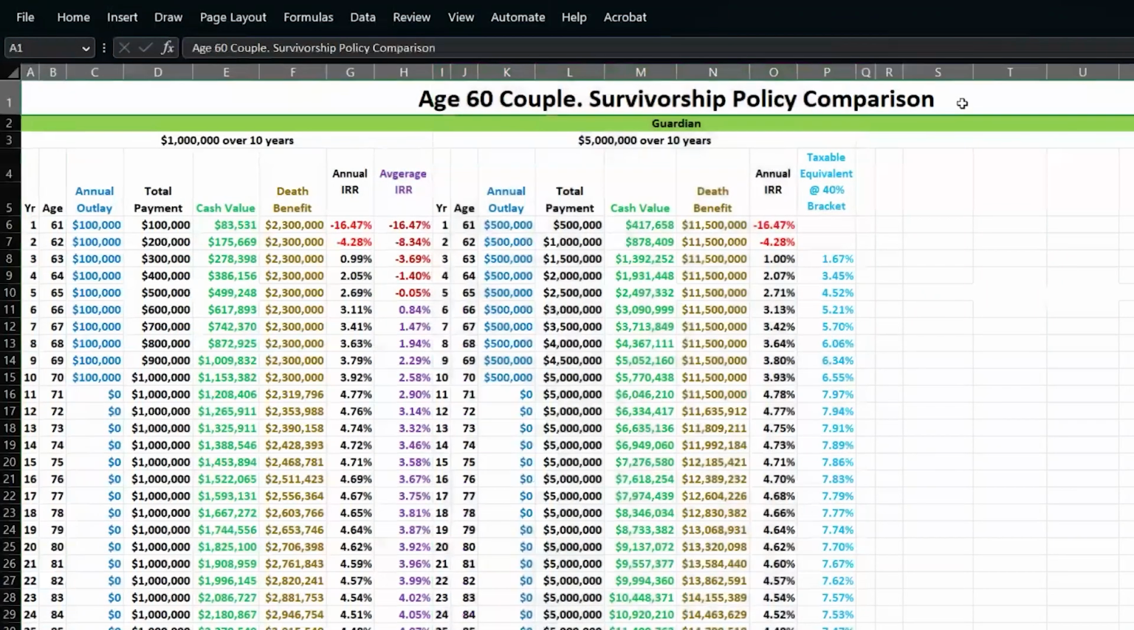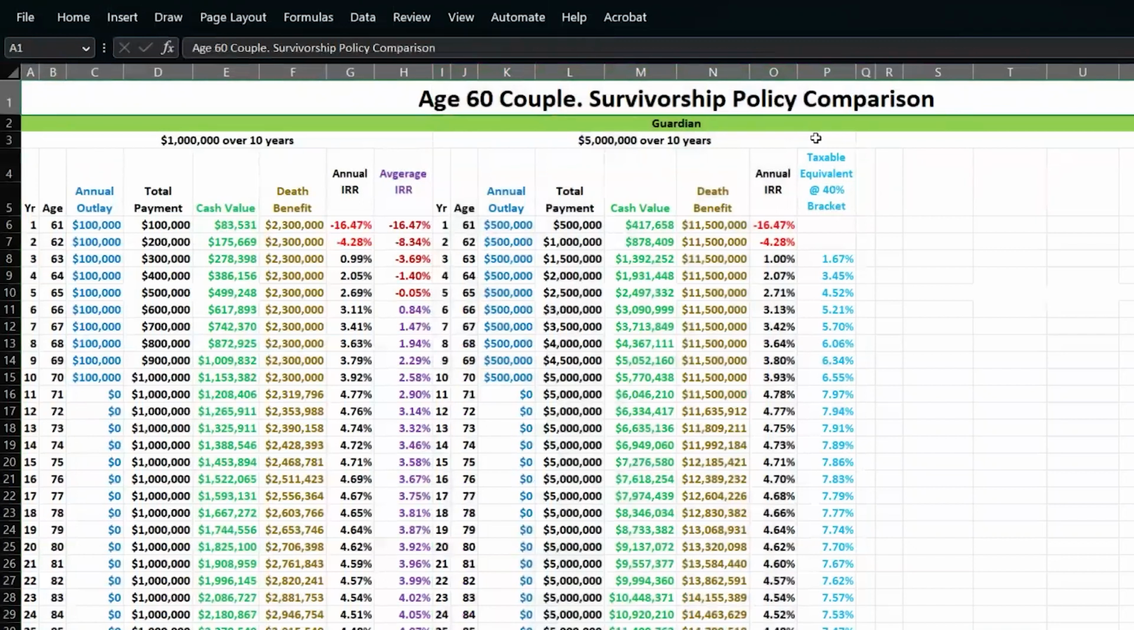So same couple, considering a different dollar figure here, $500K per year for 10 years, still the 10-year funding scenario. If this was a single life policy, I'd look at it over 4 to 5 years, but you've got that different MEC treatment with the survivorship policy, and I want to make sure that term rider never becomes problematic. But what we're going to look at here is a couple things.